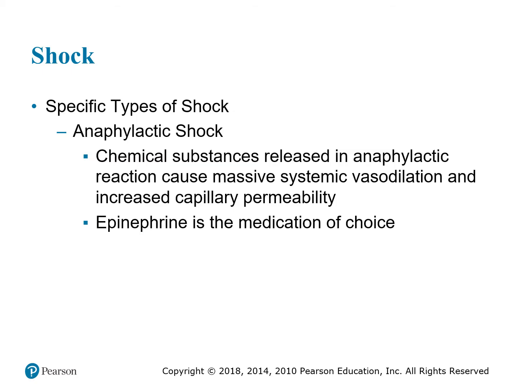A very common example of distributive shock is anaphylaxis or anaphylactic shock. We're going to talk more about anaphylaxis in Module 7, but this is a severe allergic reaction where your body releases a lot of chemicals to combat the allergen, and this is causing massive systemic vasodilation and increased capillary permeability. We highlight that epinephrine is the medication of choice for anaphylaxis, and just recall that epinephrine contains those alpha and beta properties to give vasoconstriction and increase your heart rate. So it's going to directly counteract the effects of the allergen.